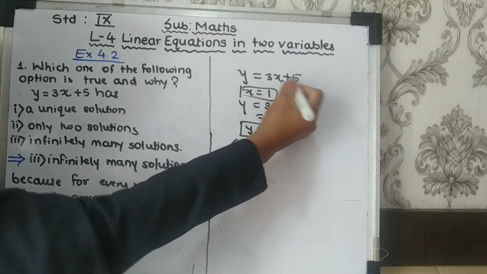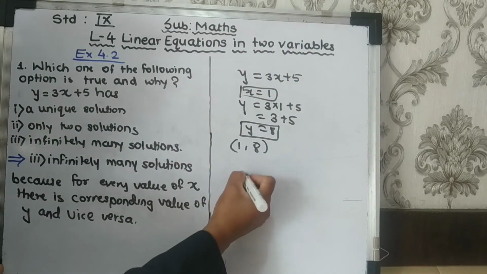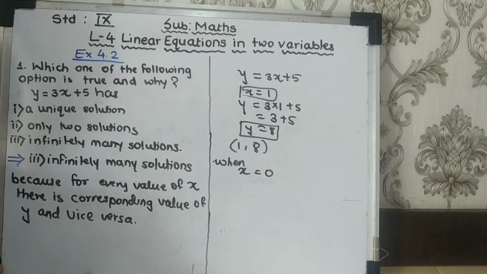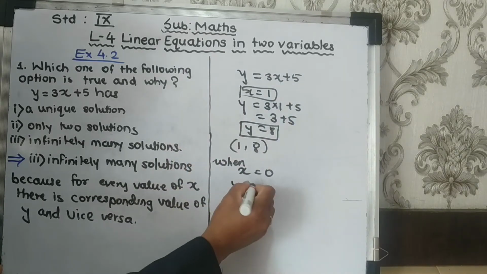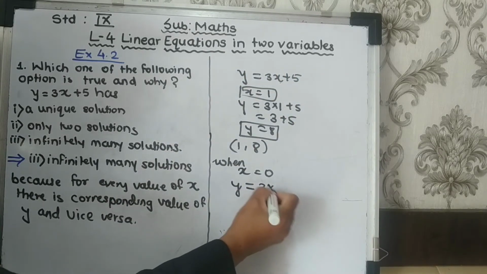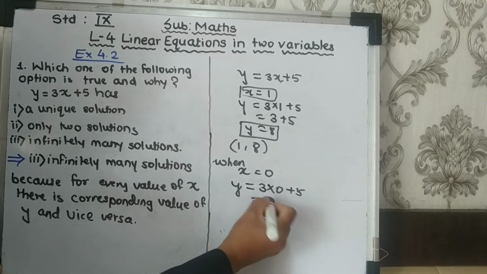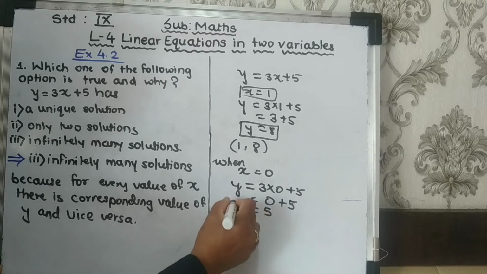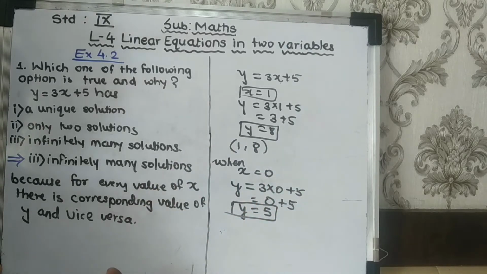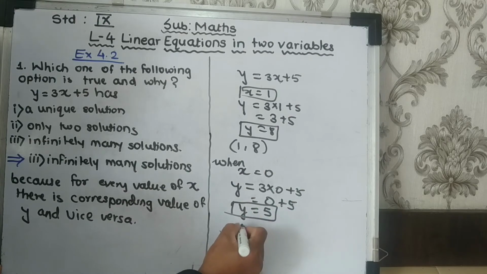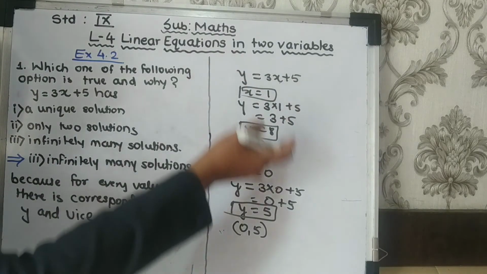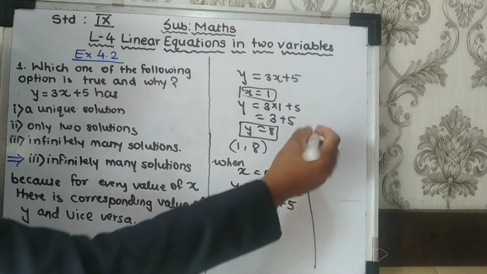Similarly, you can put another x value. Let us put 0. So when x equals 0, what will we get as y value? So 3 into 0 plus 5. 3 zeros are 0 plus 5. Right? So we got 5. So y value we got is 5 when we substituted x equals 0. So (0, 5) are values which satisfy the equation. Right? Similarly, you can take many values over here.